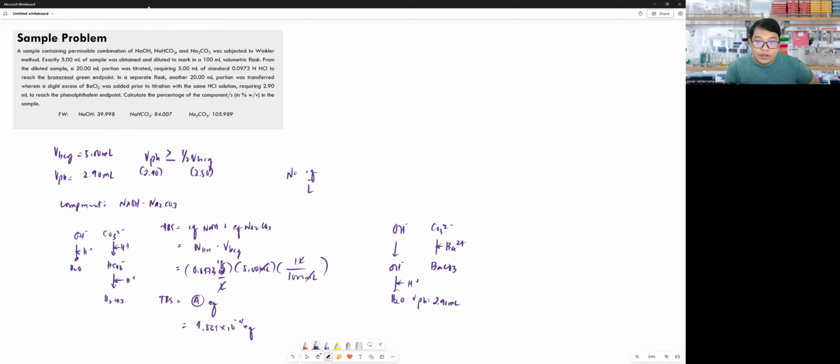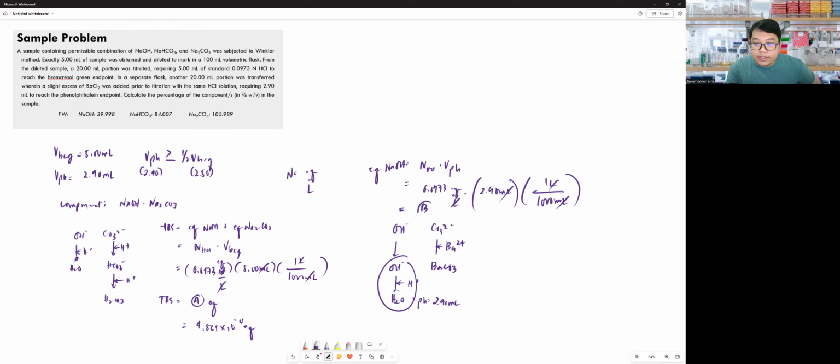So, here, ang nakuha natin ay equivalence ni OH. So, equivalence ni NaOH ay equal sa N ni HCl multiplied to VPH. So, ito ay 0.0973 equivalent per liter multiplied to 2.9 ml. Then, 1,000 ml in 1 liter. Okay. So, isa-store natin to kay letter B, equivalent NaOH.